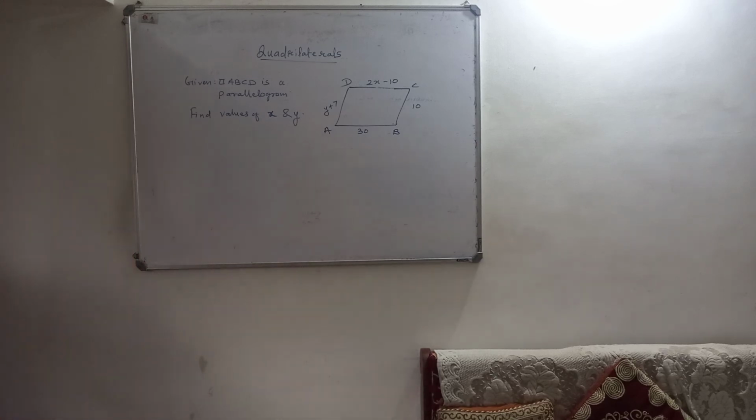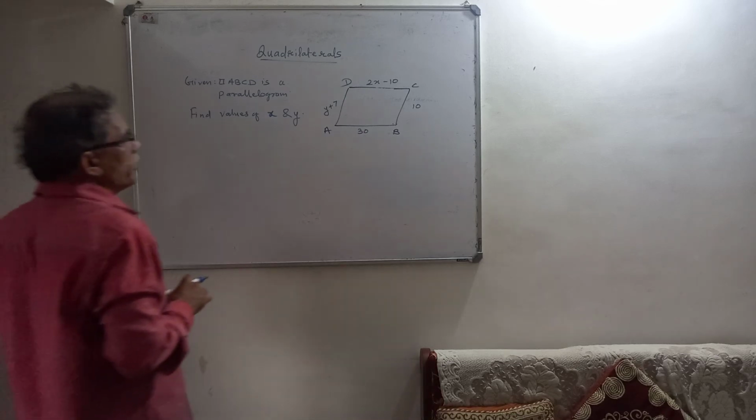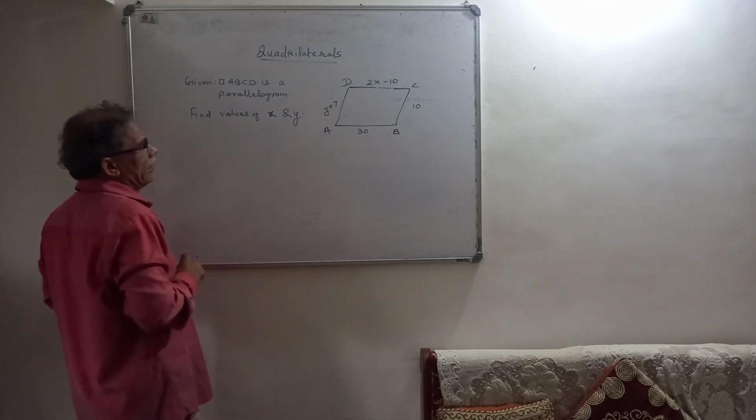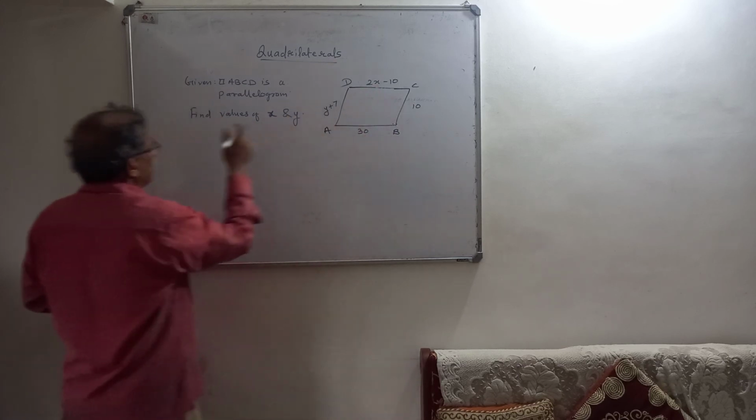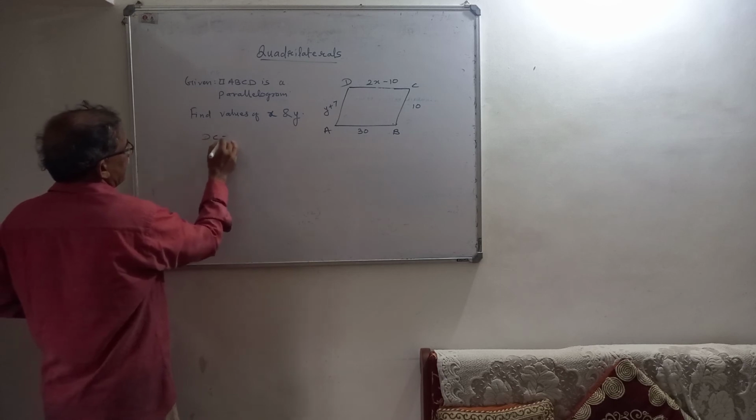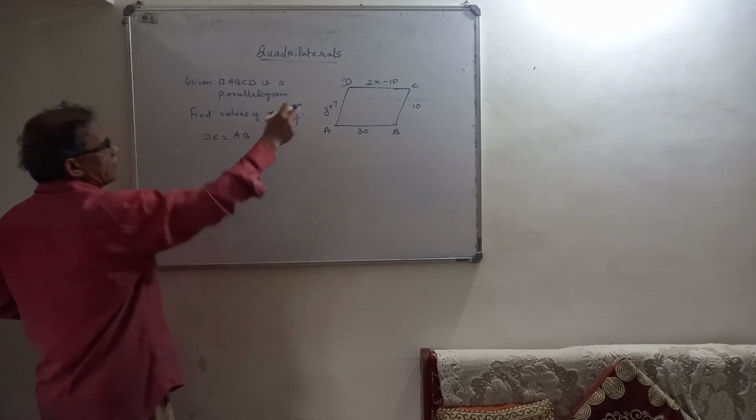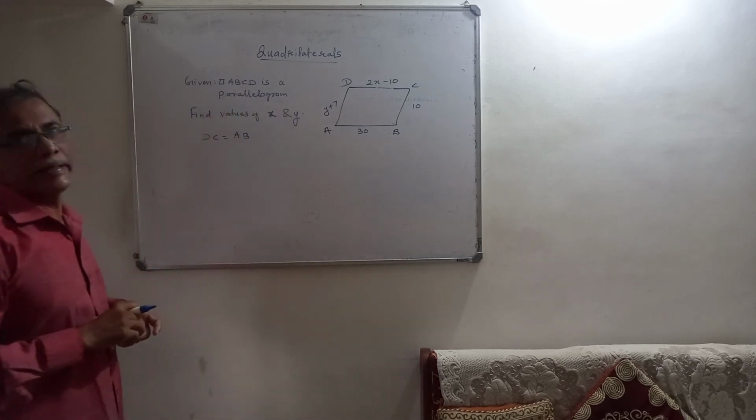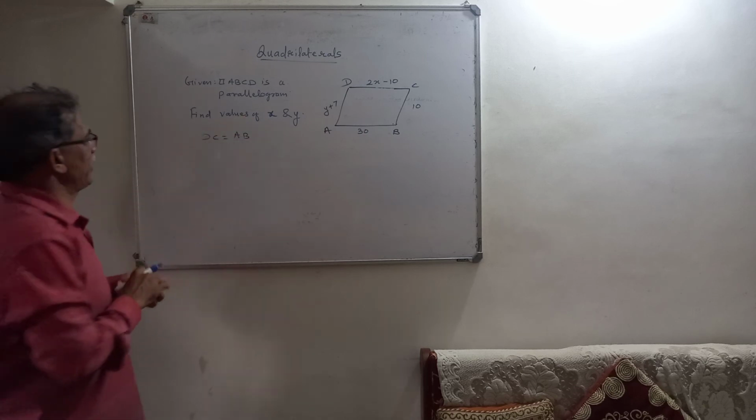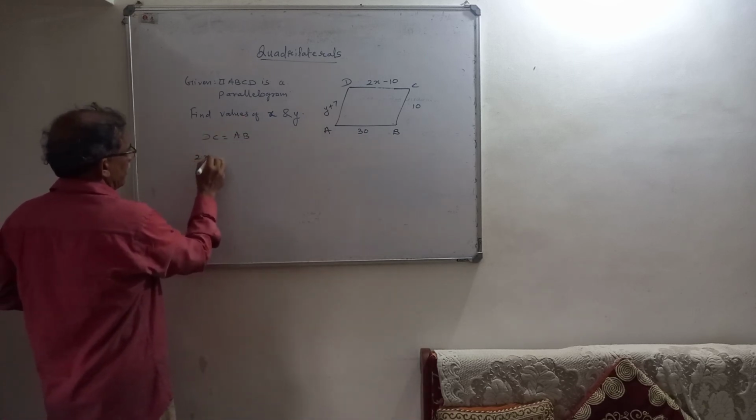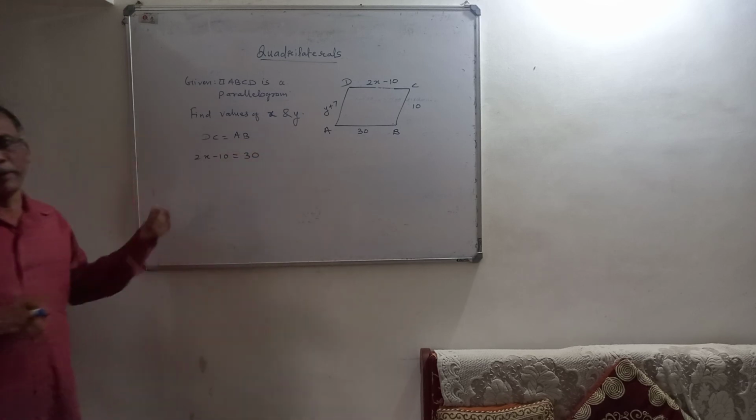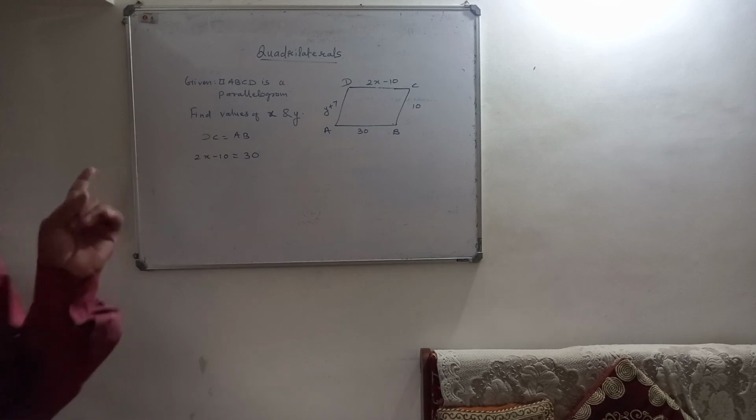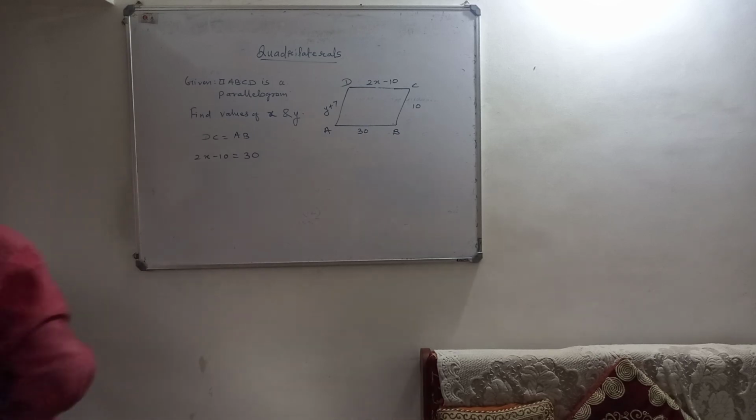Now, if the quadrilateral is a parallelogram, one condition we know is that opposite sides are equal. For DC, the opposite side is AB. So we can write DC must be equal to AB. Why? Because this is a parallelogram. And DC, how much is given? Total length 2x minus 10. Now you substitute here. So 2x minus 10 should be equal to 30. Now here we get the equation. You have to solve this to obtain the value of x.